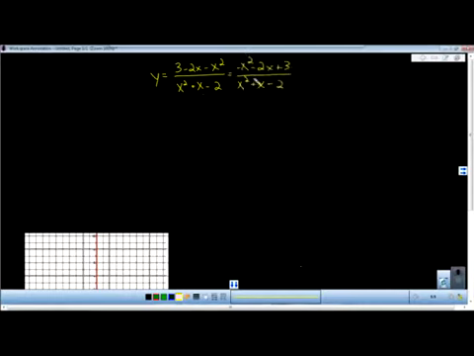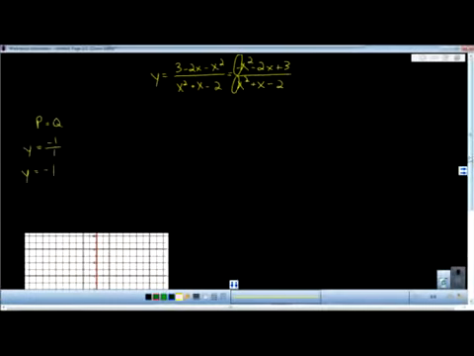Now if I look at the degree of each polynomial, they're both 2. So the degree of p is equal to the degree of q. And that's going to give me a horizontal asymptote at the leading coefficient of p divided by the leading coefficient of q. The leading coefficient of the top polynomial is negative 1. The leading coefficient of the bottom is positive 1. So I have negative 1 divided by positive 1. So y is equal to negative 1.